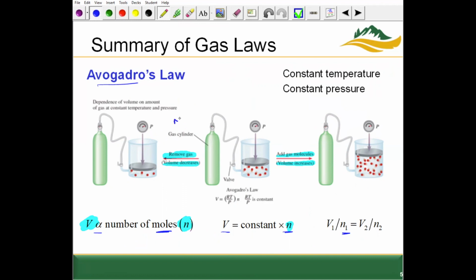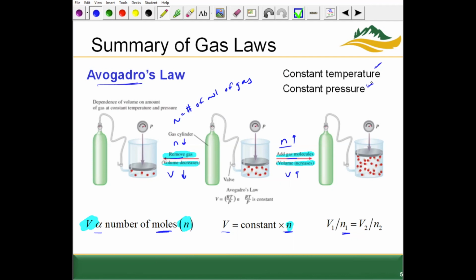So N is the number of moles of gas. As we remove gas, we are decreasing N and volume is decreasing. As we're adding gas molecules, we're increasing the number of moles of gas. So that's adding gas molecules, increasing N, volume also increases, according to Avogadro's law, which we'll go into more detail later in chapter 5. And again, this is only if we're at constant temperature and constant pressure.